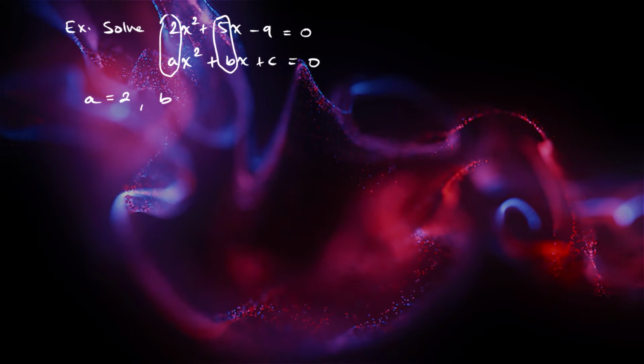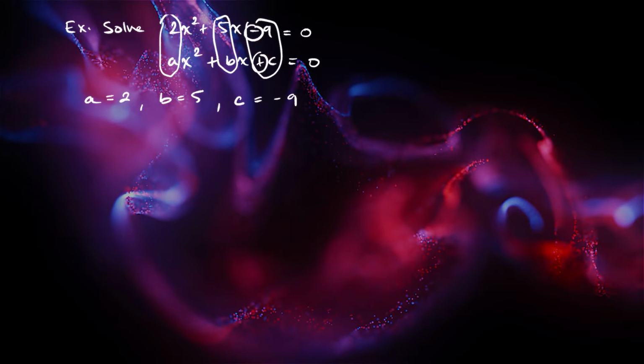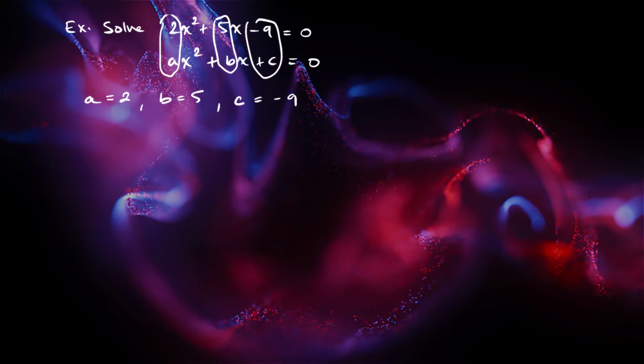So if we highlight it here, a corresponds to 2, so a is equal to 2. b is equal to 5, and then we're going to pull out whatever's left to be c. So c is equal to negative 9. Now remember, because it's plus c and this is a minus here, we need to make sure we include that minus. So a, b, and c are given to be 2, 5, and negative 9 respectively.